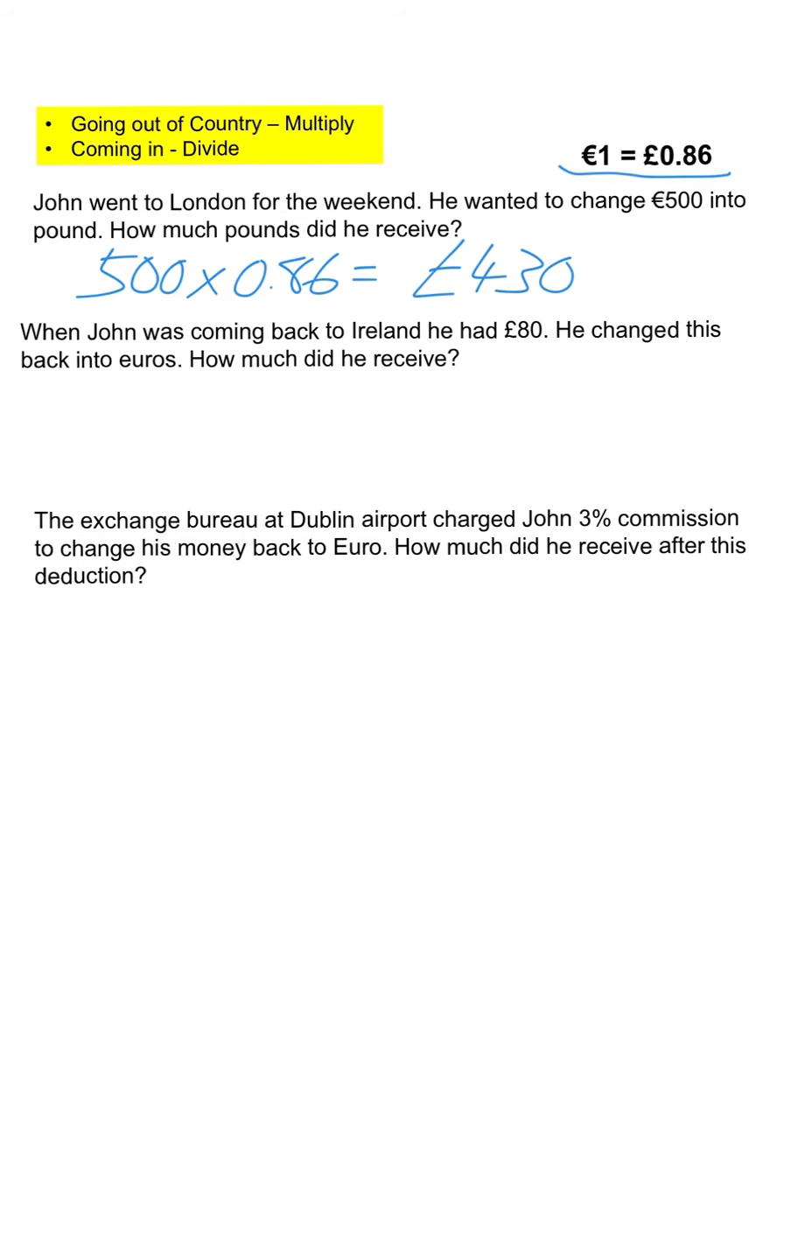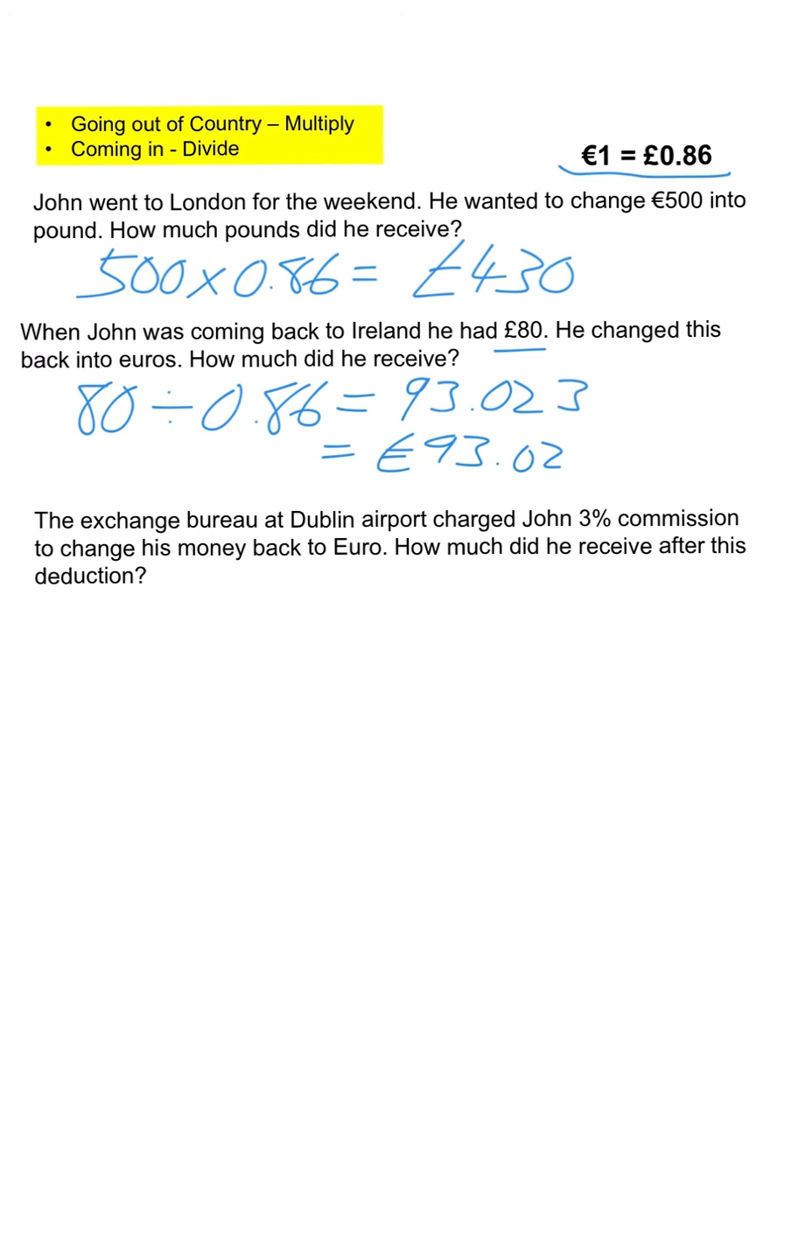When John was coming back to Ireland, he had 80 pounds. Then he changed this back into euros. How much did he receive? So now he's coming back into Ireland, so we're going to have 80 divided now by 0.86, and that is equal to 93.023. And we're dealing with money, so we'll round it to 2 decimal places. So we have €93 and 2 cents.